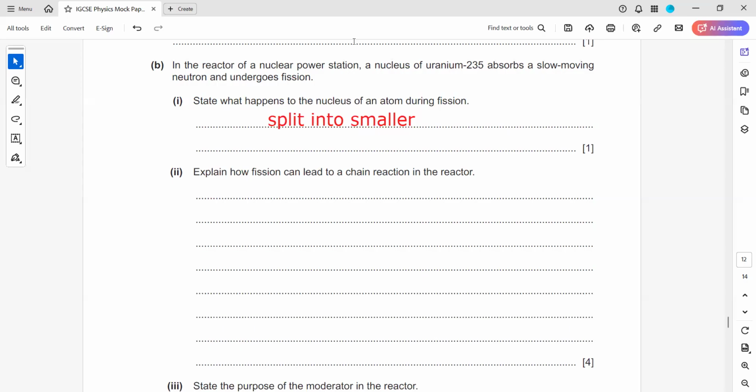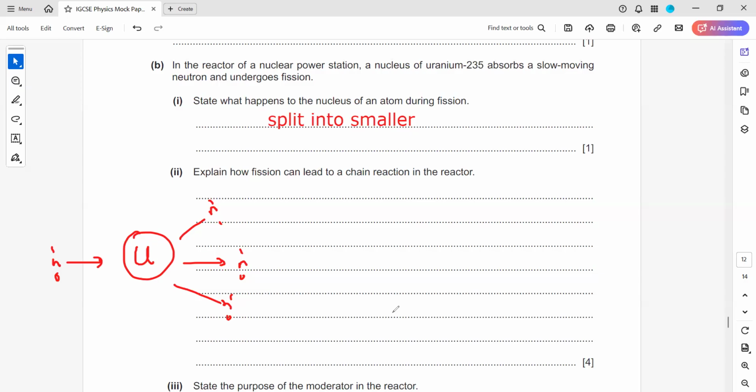Explain how fission can lead to a chain reaction in a reactor. 4 marks. So what will happen? Look, there is one uranium and we target it with a neutron. As a result, when this uranium breaks down, it produces more neutrons. These neutrons further... Can we say uranium 235 absorbs a slow moving neutron and decays into simpler atoms? So a chain reaction can occur when every time an element absorbs a neutron.